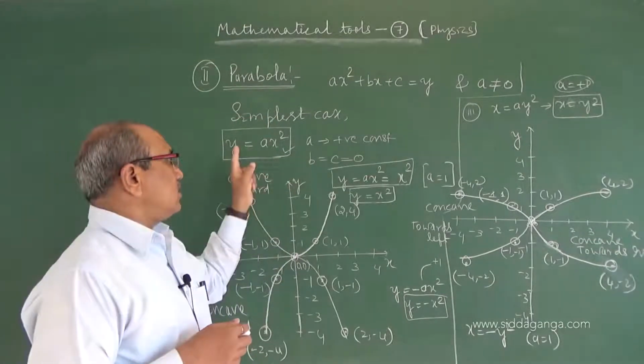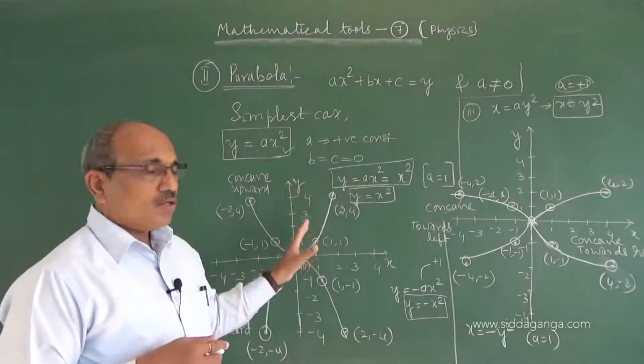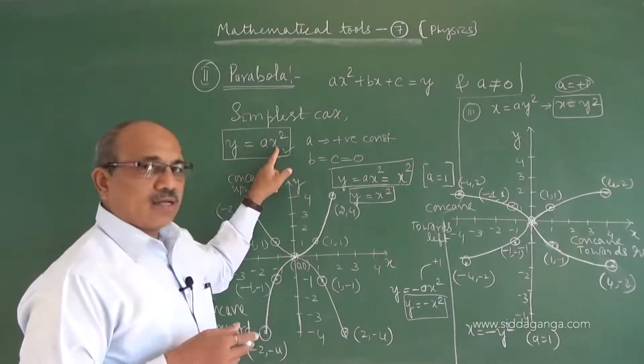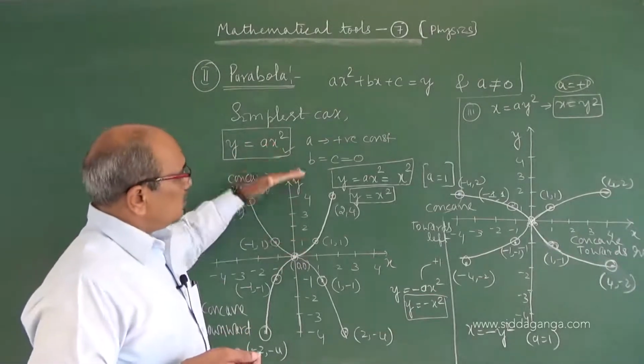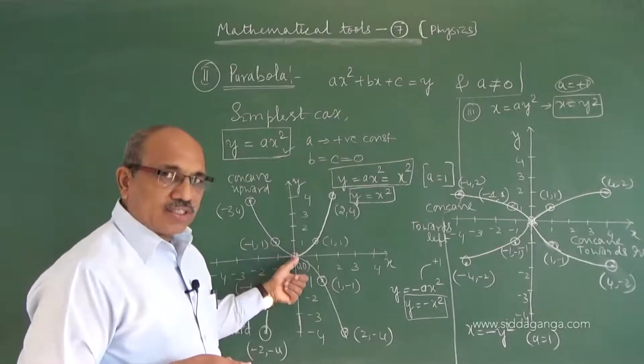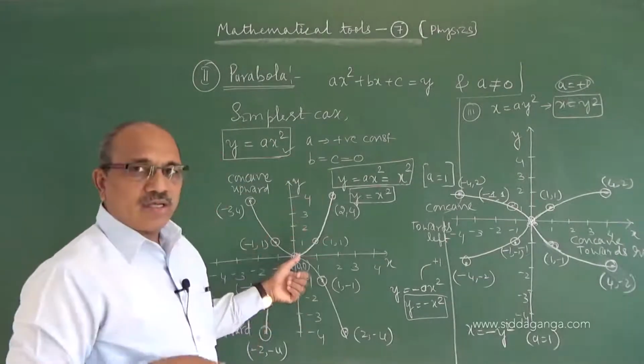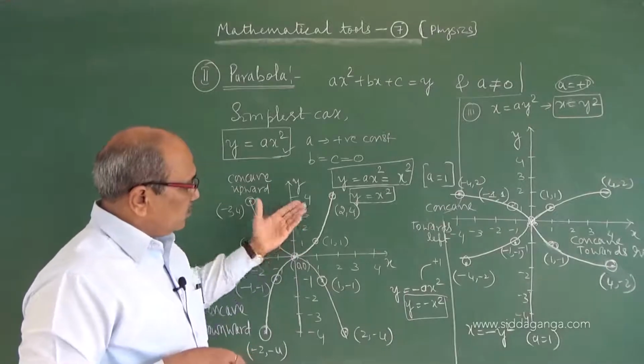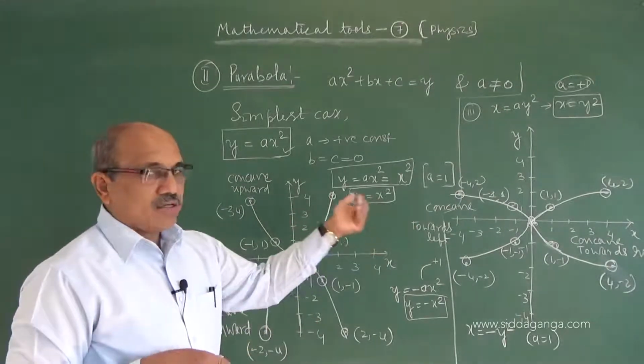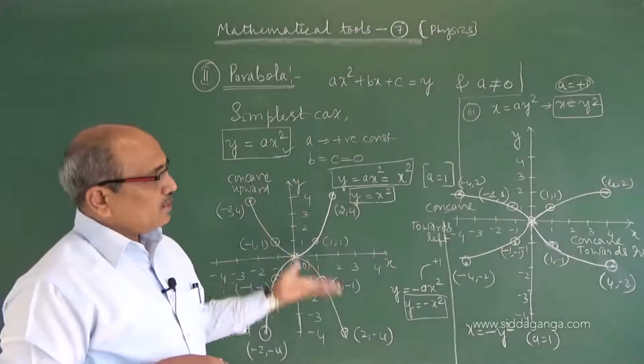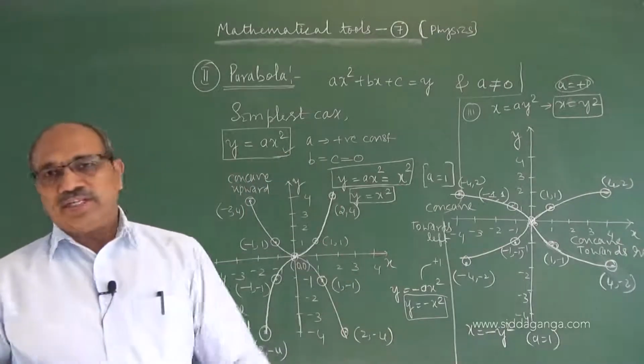And we discussed the 4 different cases. With y equal to x square, that equation shows the vertex is at the origin in all the 4 cases. The curve may be concave towards upward or downward or rightward or leftward. So please note it down. We go to the next part then.